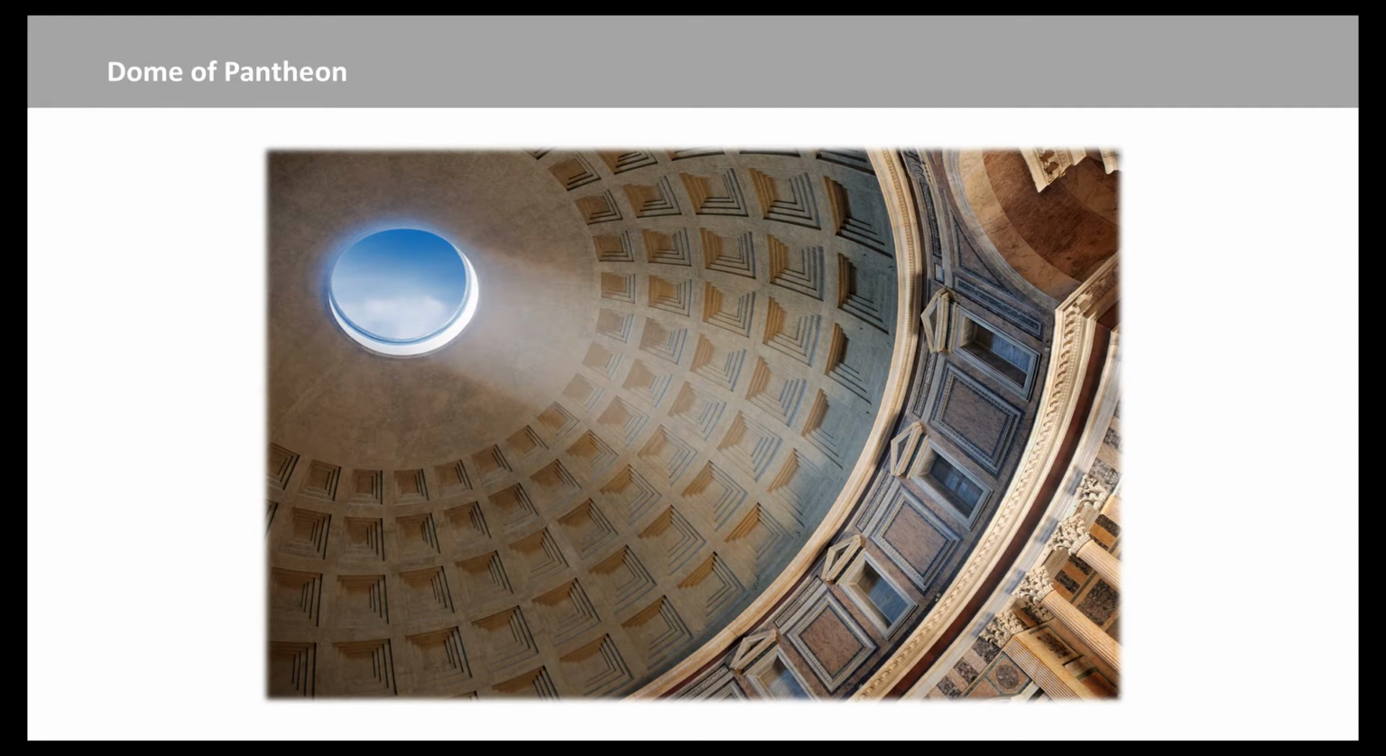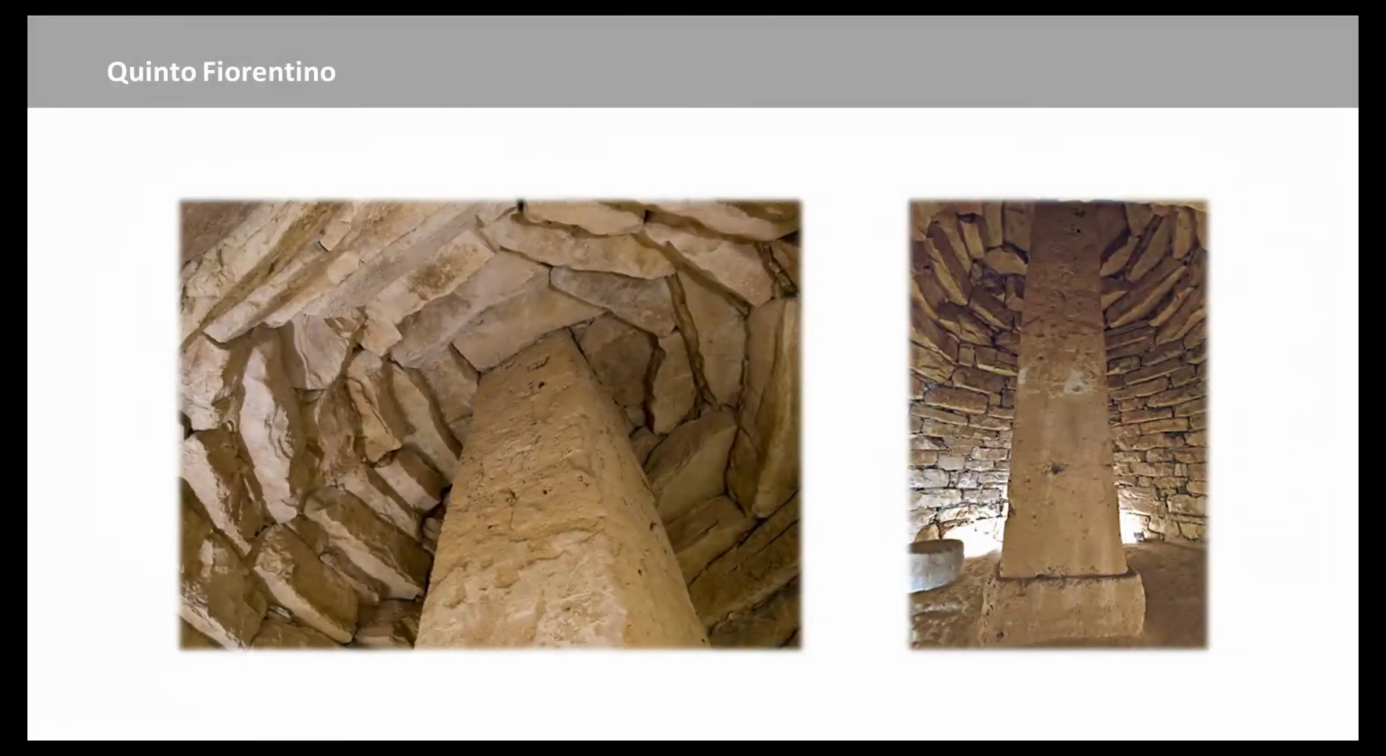Now it is interesting to compare the Pantheon to an attempt that Etruscan architects made to create something similar, but out of stone. An Etruscan tomb is shown on this slide, and it was built at Quinto Fiorentino, around 600 BC. What the architects have done here is to try to create a round tomb, and they have used stone, as you can see. They have laid those stones. They have tried to cut them in the shapes that they need, in order to make this work.